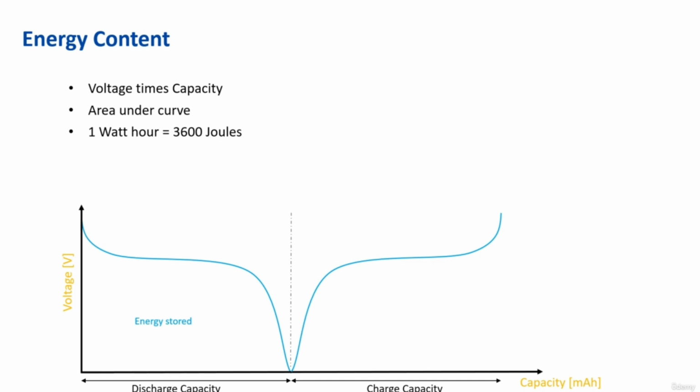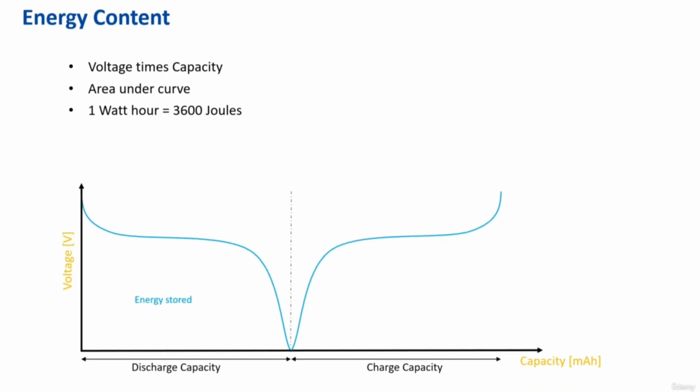Because the capacity is typically expressed in ampere hours, multiplication with the voltage results in watt-hour, which is the unit most often used to express the energy content of the battery, as we have seen before. For the conversion to joules, you need to realize that 1 watt-hour is the same as 3600 joules.